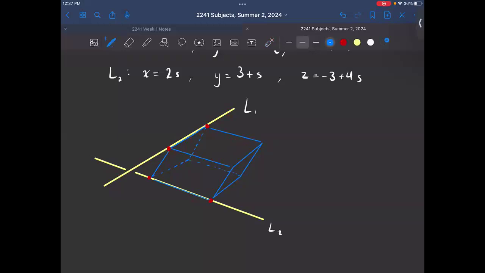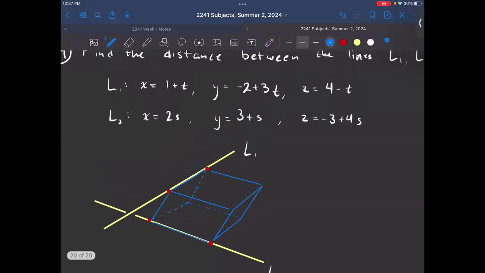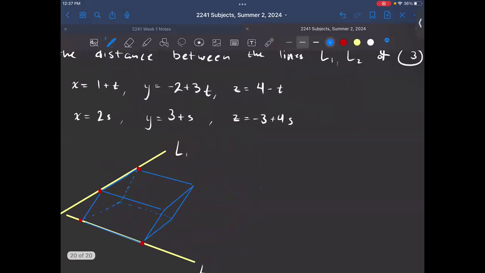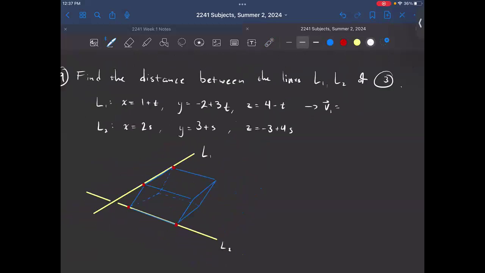So we're going to need to find the equation of a plane, which means we need two vectors to get our cross product for our normal vector. So let's use this vector and this vector, which means that we need the direction vectors from L1 and L2. So we will just write those down next. Direction vector V1 is going to be 1, 3, minus 1. And direction vector for V2 similarly is going to be 2, 1, 4.